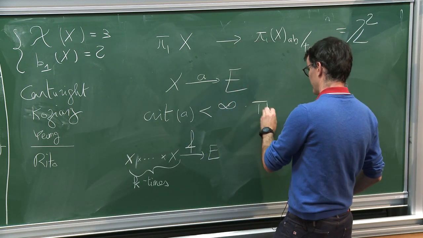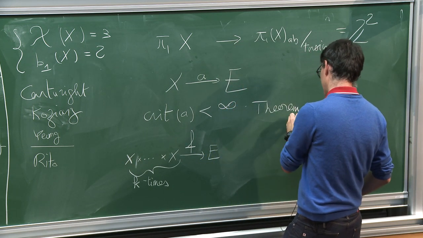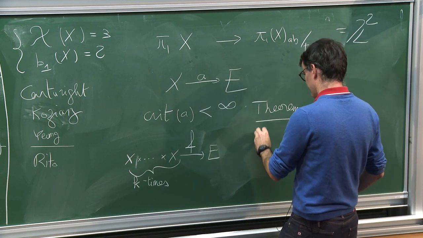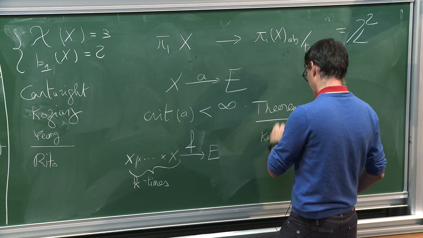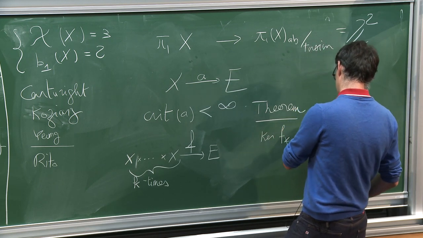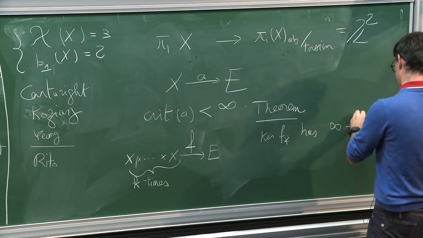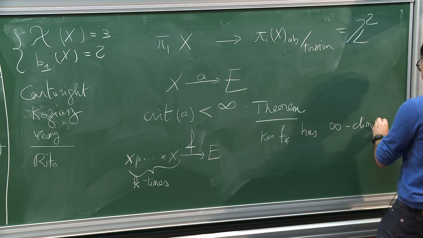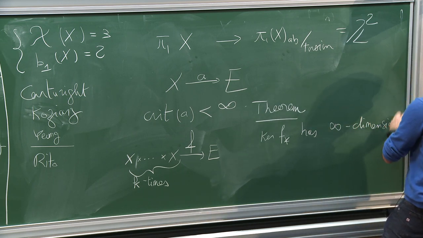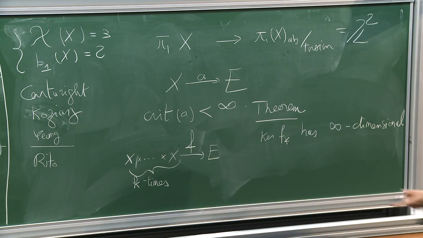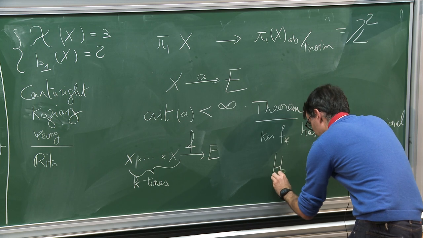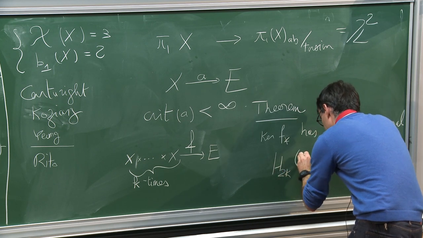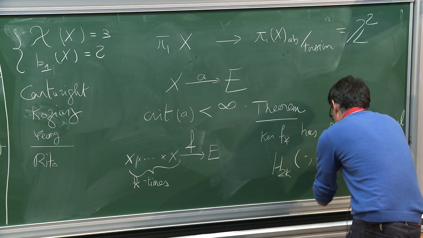is this map, if you apply our previous theorem, you get that the kernel of F star has infinite dimensional homology. So this time, remember that in my context, what is important is not the number of factors, but the complex dimension of the original manifold. So here the H_2k is infinite dimensional.